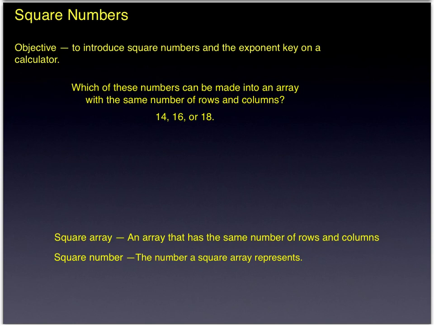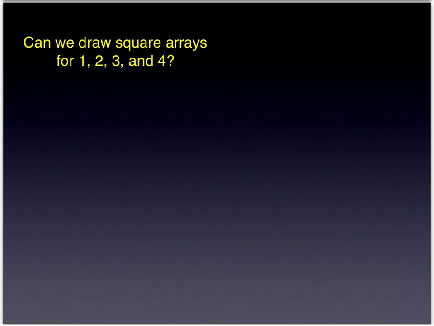So, the number 16, since it is a square array, is also called a square number. So a square number is the number a square array represents. So a 4 by 4 array shows me the number 16, which is a square number. Okay, so the next question. Can we draw square arrays for 1, 2, 3, and 4?